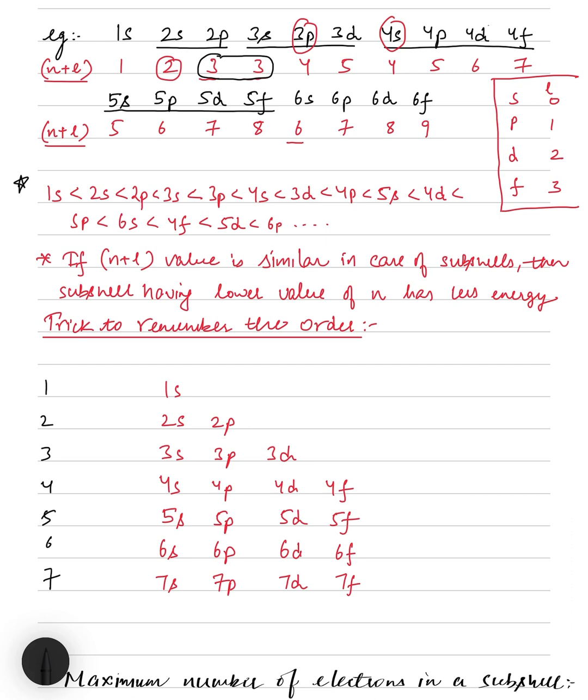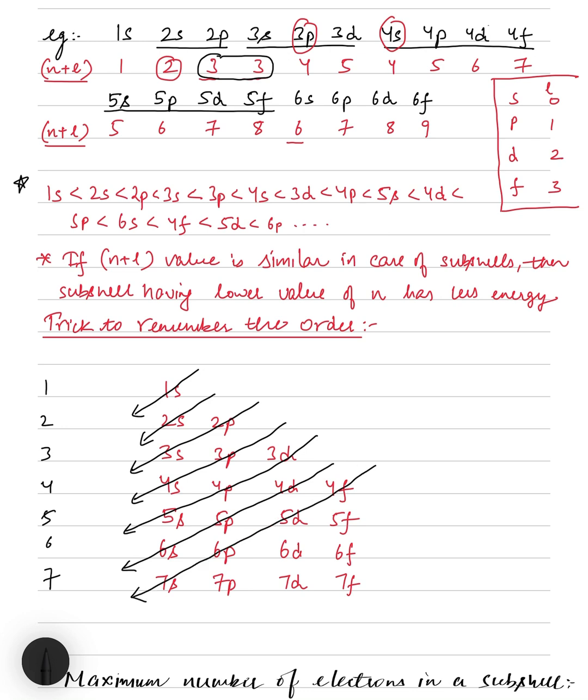Now, mark the arrows in the downward direction like this, from left to right. Sorry, from right to left. From right to left in the downward direction, mark the arrows like this. 1s, and then comes 2s, then comes 2p and 3s, and then comes 3p, 4s, 3d, 4p, 5s, then comes 4d, 5p, 6s, and after that comes 4f, 5d, 6p, 7s, in this order, right? And after that comes 5f, 6d, 7p, like this.